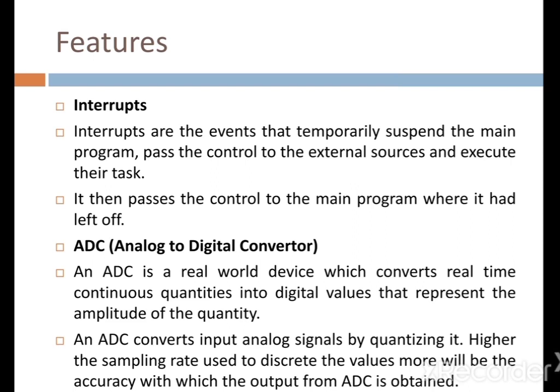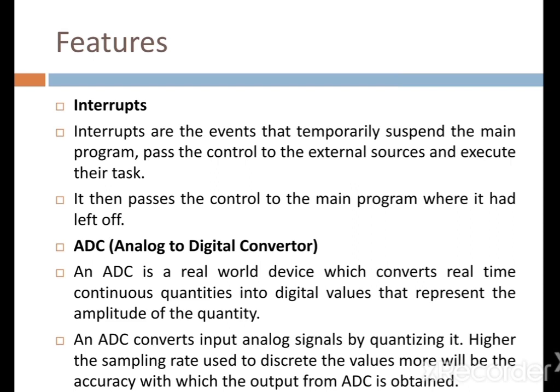Then interrupt. So what is an interrupt? Interrupts are events that temporarily suspend the main program and pass the control to external sources to execute their task. Then it passes the control back to the main program where it was left off. This is the function of interrupt.